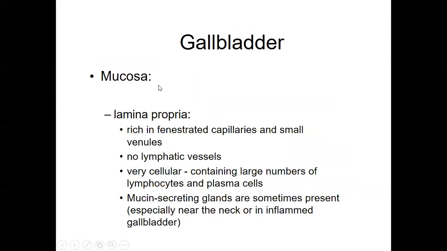And for the mucosal layer, we also have the lamina propria. The lamina propria is rich in fenestrated capillaries and small venules.